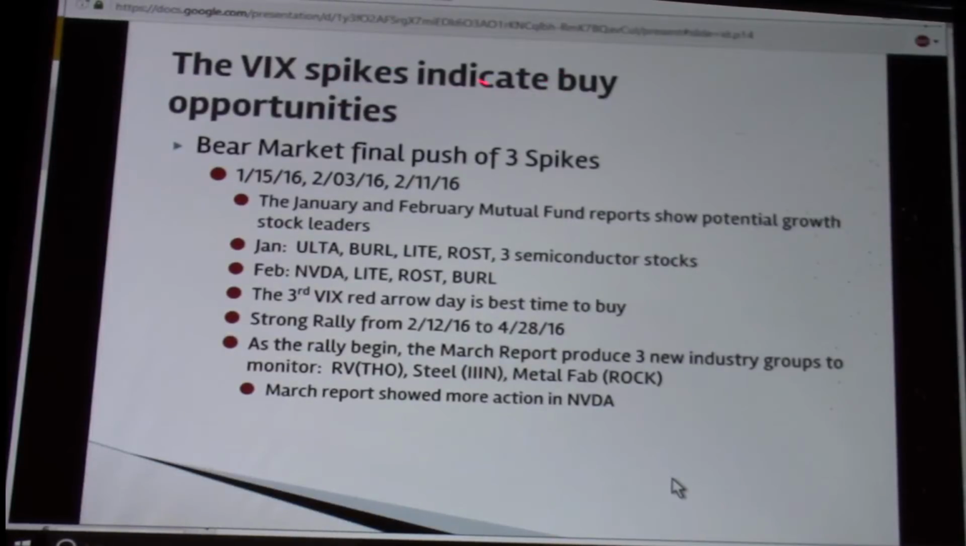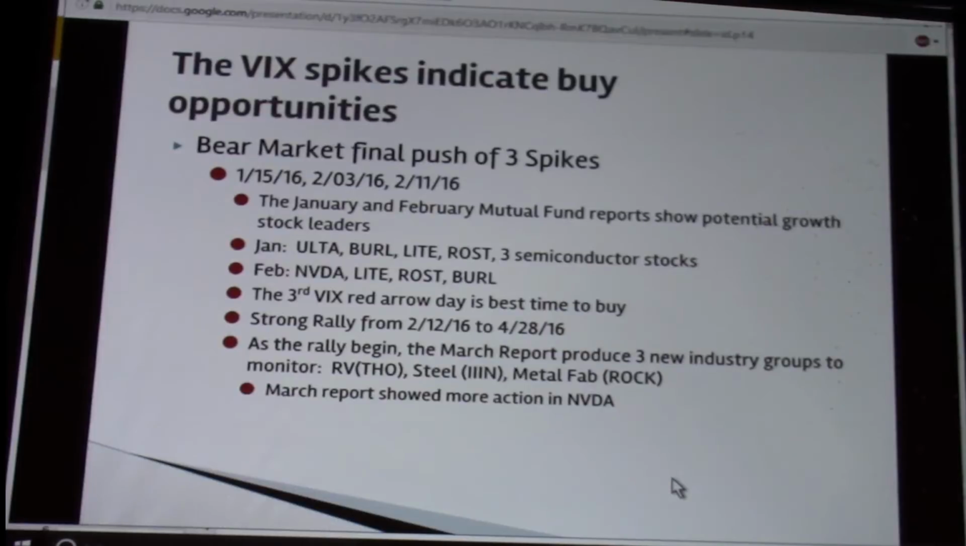The VIX spikes indicate buying opportunities. So the bear market had the final push January 15th, February 2nd, February 11th. January and February showed potential growth leaders. January had Alta. That was a sector leader that went gangbusters for 6 months, coming off the February and March low. Burlington and Ross. Guess what stocks are holding up right now from the retail?